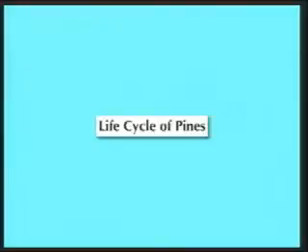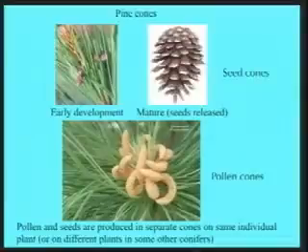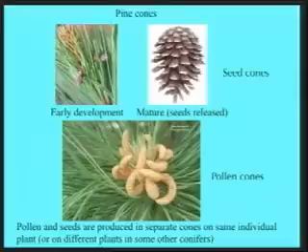All right, so let's look at this in more detail now in terms of the life cycle of pines. You're probably all familiar with pine cones. And when we think of a pine cone, we think of something like this. But that's just the seed cone. Conifers produce two different types of cones. One type of cone that gives rise to seeds and one type of cone that gives rise to pollen. So the microsporangia are inside the pollen cones and the megasporangia are inside the seed cones.